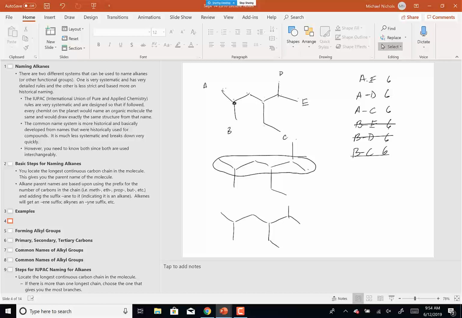And from A to E, how many substituents do I have? Three. If I go A to D, how many substituents do I have? Three. I've got the B, the C, and the E. And if I do A to C, how many substituents do I have? Two. So with A to C, there's only two substituents.